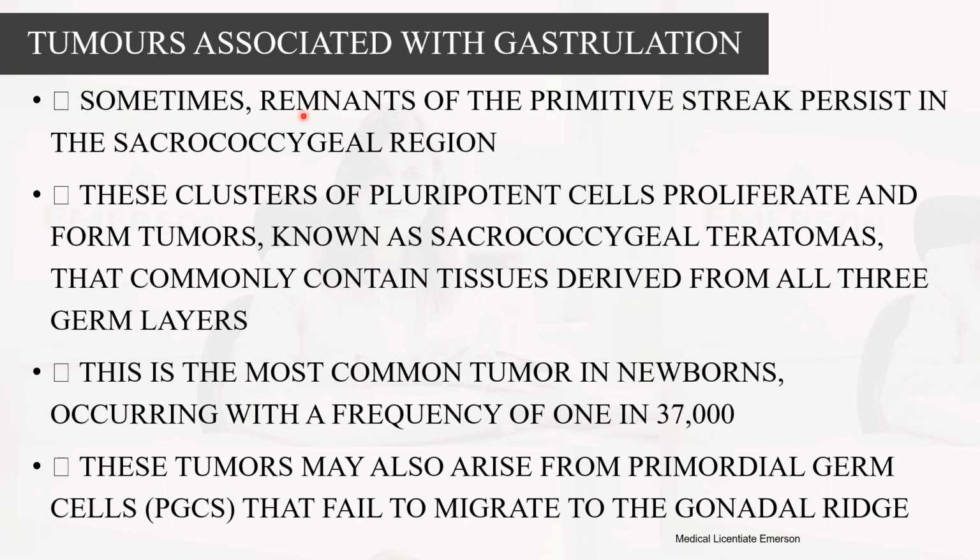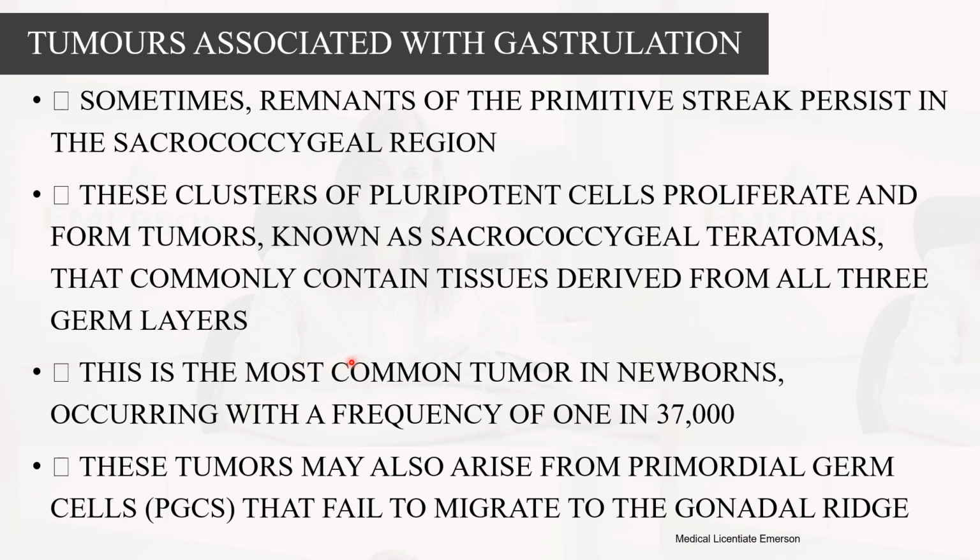Then let's look at the tumors associated with gastrulation. Sometimes remnants of the primitive streak persist in the sacrococcygeal region. These clusters of pluripotent cells proliferate and form tumors known as sacrococcygeal teratomas that commonly contain tissues derived from all three germ layers.